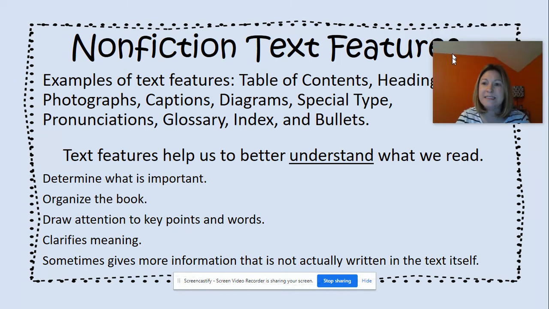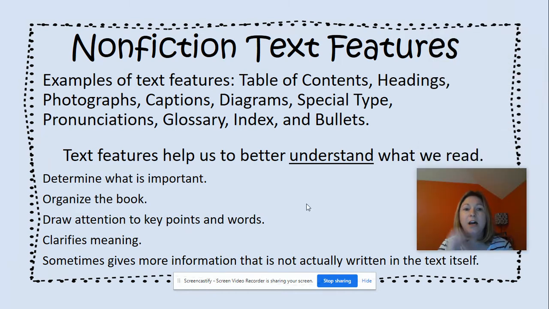So some examples of nonfiction text features are table of contents, headings, photographs, captions, diagrams, special type, pronunciations, glossary, index, and bullets. Now, if any of these are unfamiliar to you, that's okay. This is what we're going to be learning for the next couple weeks.